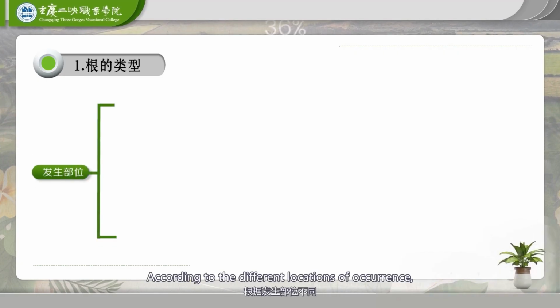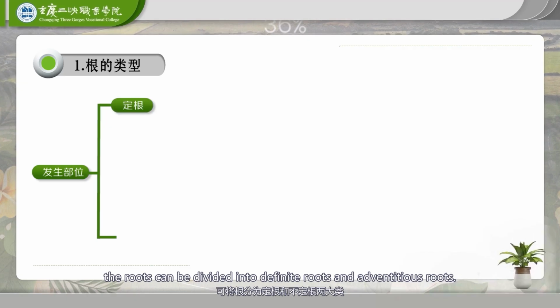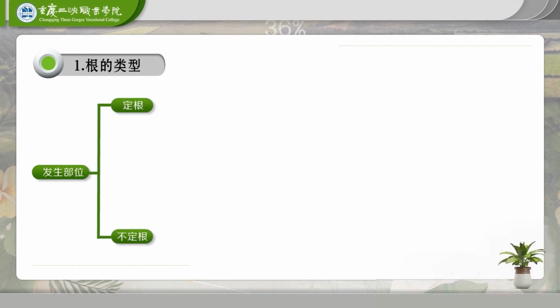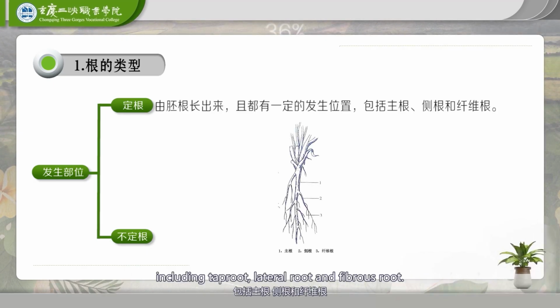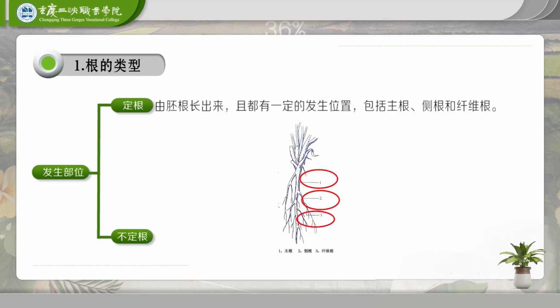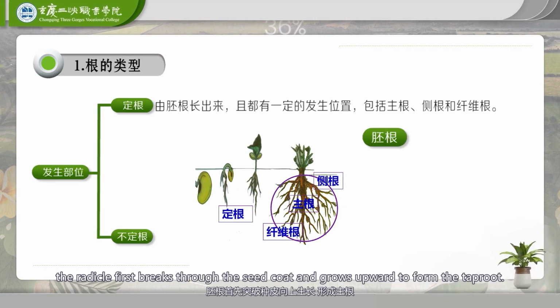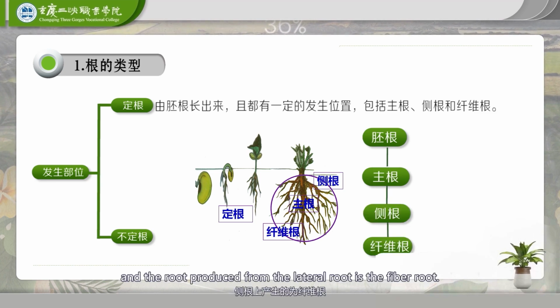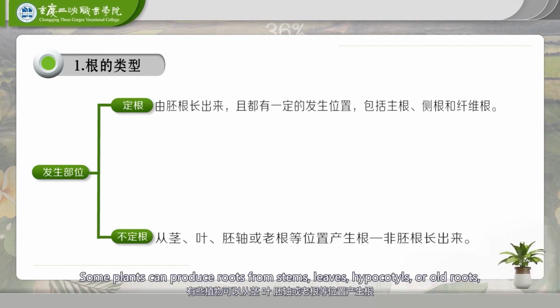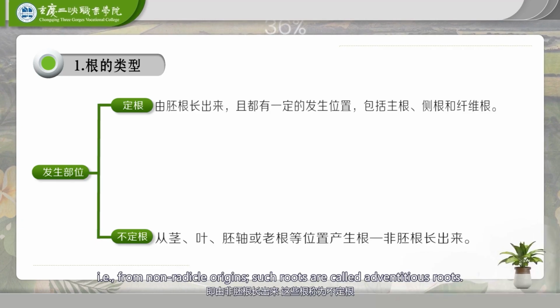According to the different locations of occurrence, the roots can be divided into definite roots and adventitious roots. Definite roots develop from the radicle and have a specific origin, including taproot, lateral root, and fibrous root. When the seed germinates, the radicle first breaks through the seed coat and grows downward to form the taproot. The root produced from the taproot is called the lateral root, and the root produced from the lateral root is the fibrous root. Some plants can produce roots from stems, leaves, hypocotyls, or old roots, that is, from non-radicle origins. Such roots are called adventitious roots.